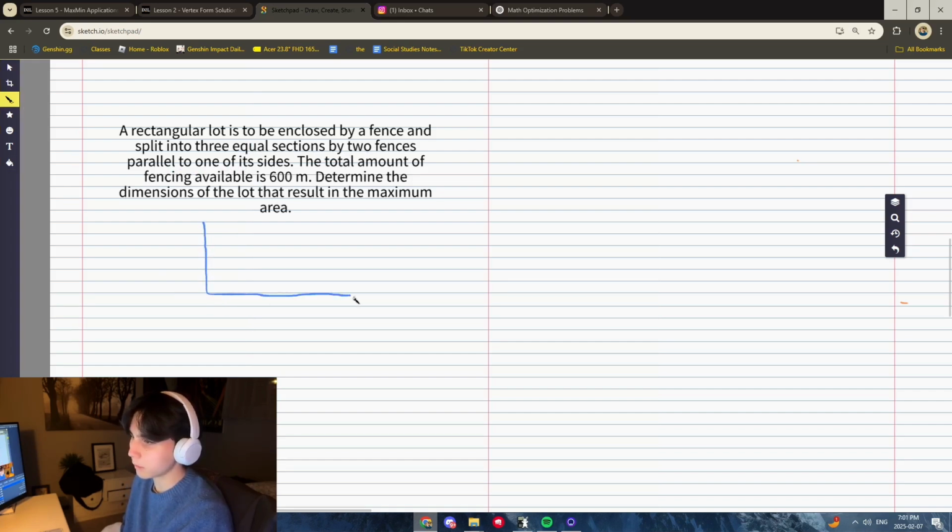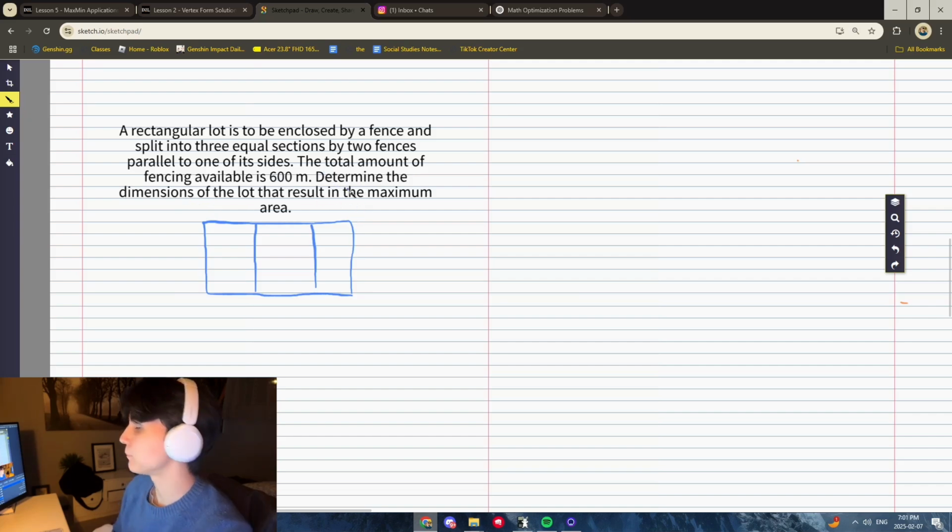So we have a rectangular lot is to be enclosed by a fence. So this would represent the fence here. And split into 3 equal sections by 2 fences. So this would be fence 1, this would be fence 2, and these fences are all parallel here and parallel here, which meets the question criteria. So determine the dimensions that result in a maximum area.